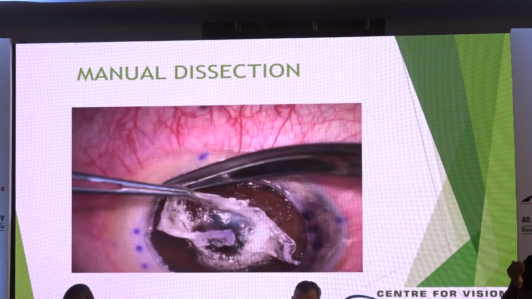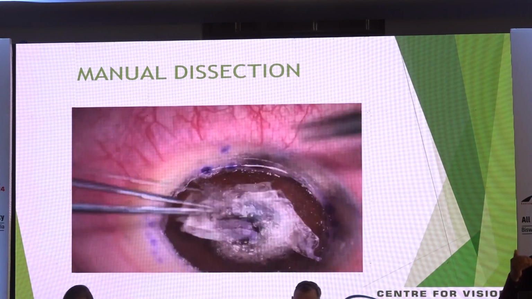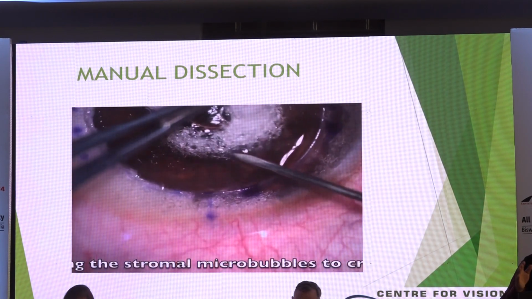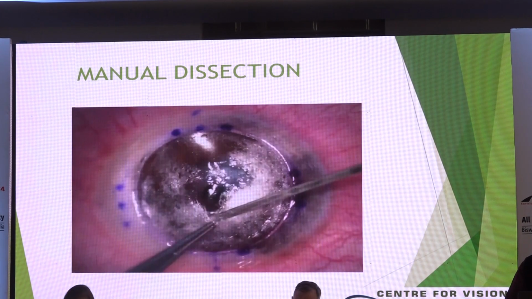The option to use viscoelastic in this is probably less because you do not plan to go down deep. The deeper you go, a better idea would be to use viscoelastic. If you're going more superficial, a dry dissection with a bit of saline usually works quite well.